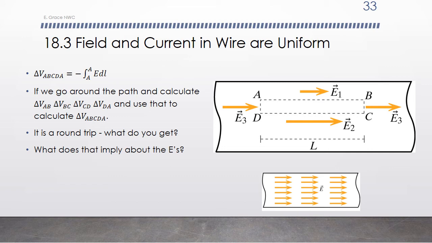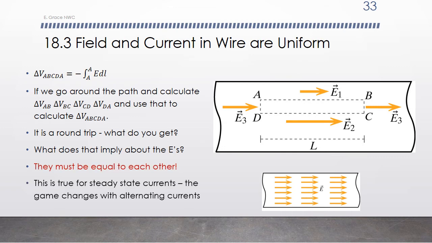All right, so building on what we have, the field and current in a wire of the same material are uniform. If we go from A to B to C to D, and from D to A, and we calculate the round trip potential, we would see that delta V is equal to 0, thus implying that the field is also uniform throughout the entire section of wire. We're going to build on that as we go forward. So they must be equal to each other, and this is true for steady state currents.